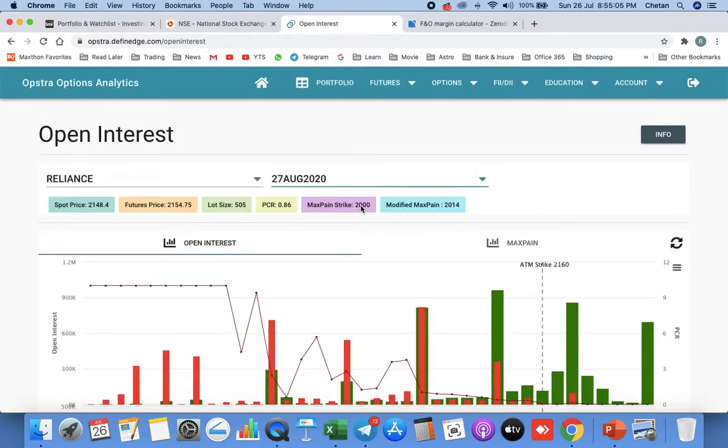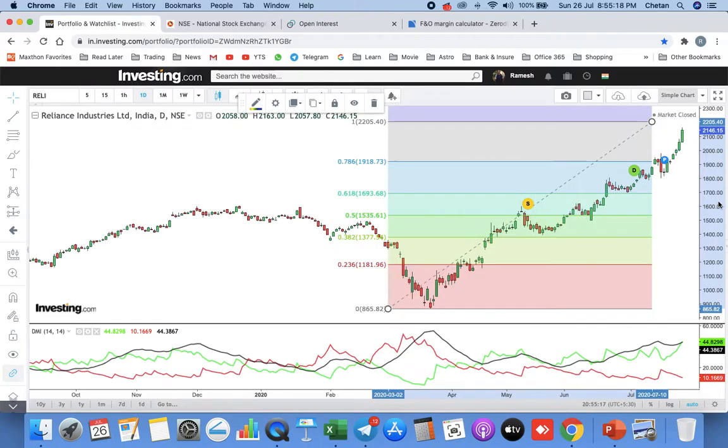2000 is the option pain level. So the call writers and put writers are believing that Reliance will be around 2000 levels and may not go up. That's what they are believing. In case it goes up, it will move only slightly, because we are already far away from 2000 levels. Now we are at 2150 levels.